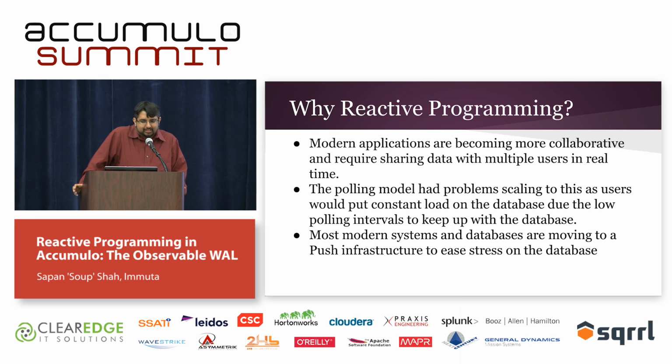The polling model, like I said earlier, has problems scaling to this, as users would put constant load on the database due to low polling intervals. And that's only to keep up with the database, right? If I have a database, let's say Accumulo, and I have 100 users, now I have 100 users scanning that table over and over again. So now I'm creating a caching framework so I don't have to hit Accumulo that much, but now my users are hitting my cache, and it goes into this long, crazy caching value mess.